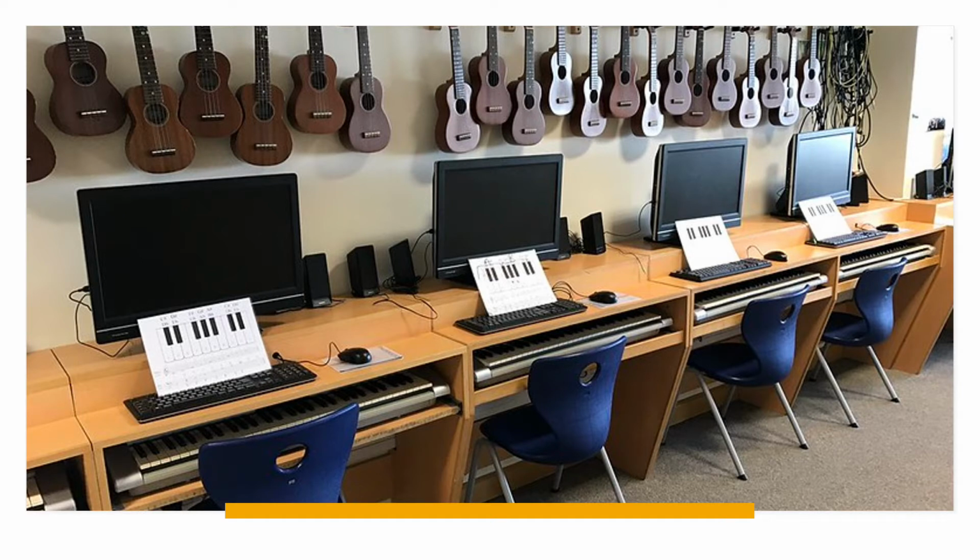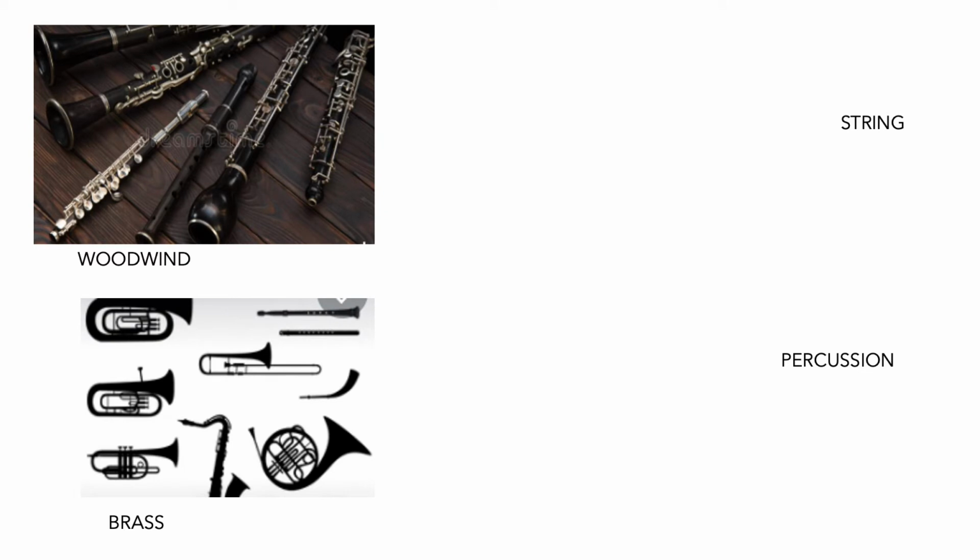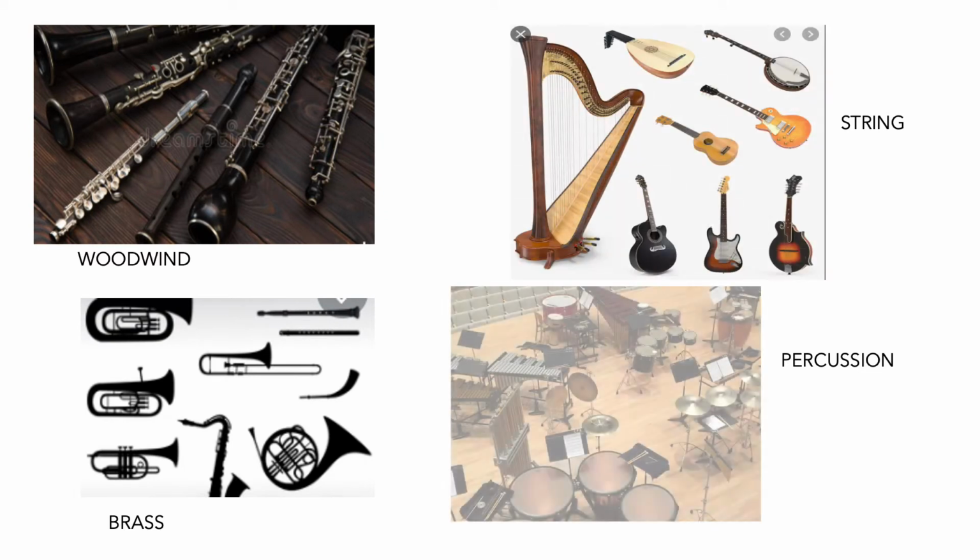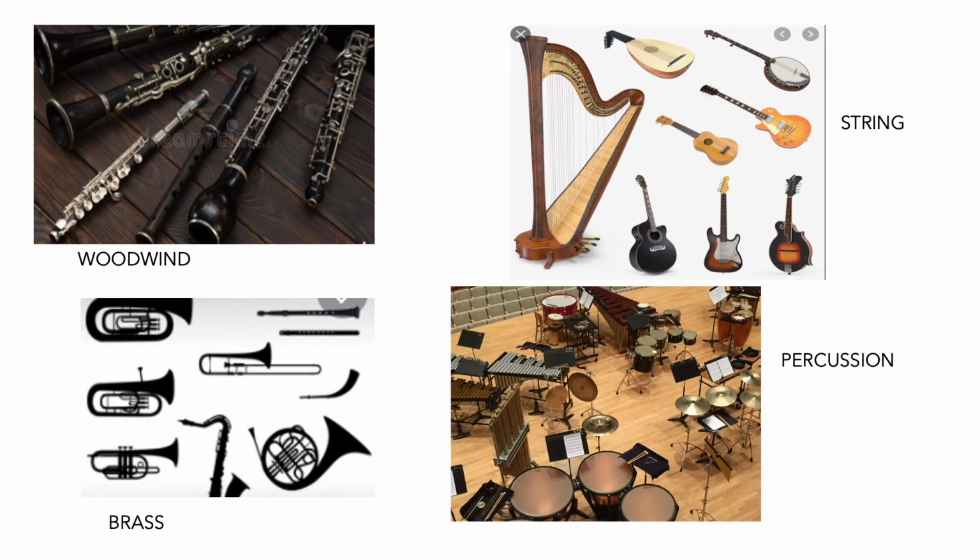Maybe you remember your first form music class. The music teacher probably told you about the different types of instruments, such as woodwind, brass, string, and percussion. How do you determine which instrument belongs to which group?